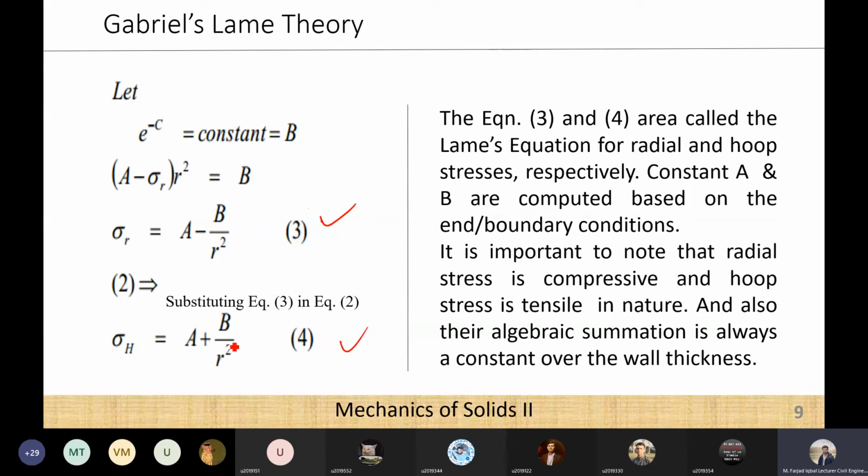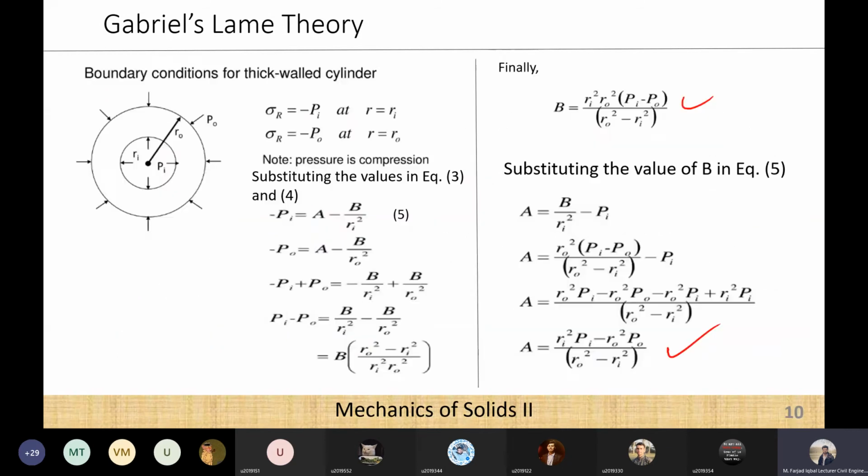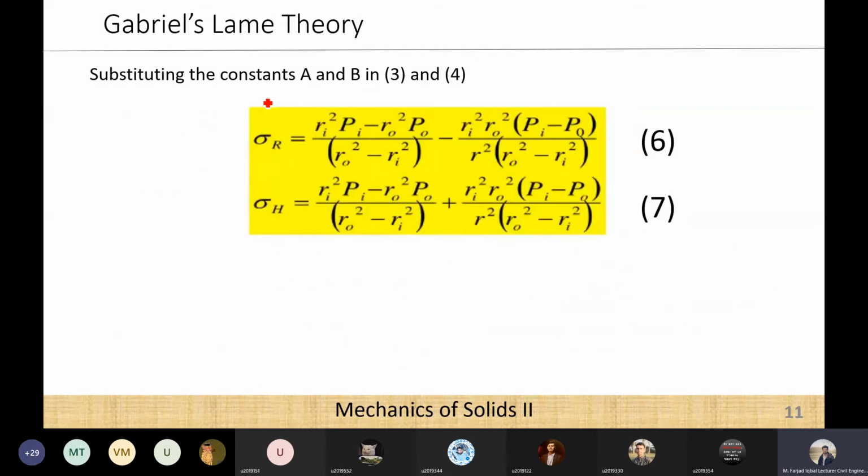Now, if I substitute these two constants, a and b, into these equations, I am going to get these particular equations for sigma r and sigma h. In these two equations, you can see that sigma r is a function of internal radius, external radius, internal pressure, and external pressure. In the same way, sigma h is also a function of these variables.